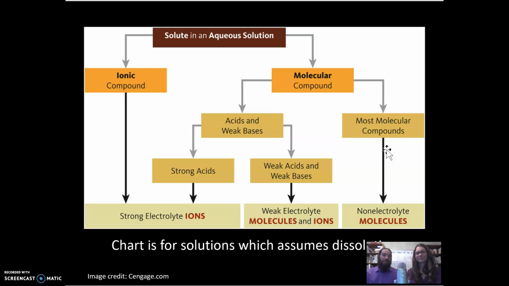Something that's missing in this flow chart is, what about strong bases? They're over here. Strong bases are ionic compounds, and that's a common mistake. As we talk more and more about bases, you'll realize that bases are ionic compounds. Strong bases are ionic compounds.